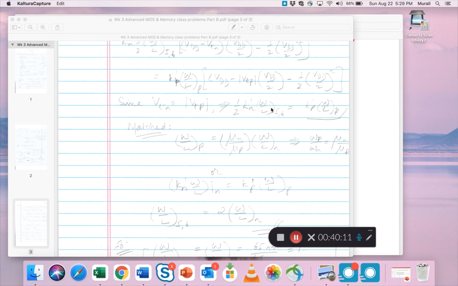Take that out. Then half W by L 5 by 6 becomes W by L P, or W by L 5 by 6. Take the 2 from here to the other side. It becomes 2W by L N. Okay. So basically we have proved that the W by L of the AND gate transistors, which are also NMOS, remember, have to be twice the W by L of the inverter NMOS transistors. Okay? Alright, I hope with that most of the confusion is cleared.